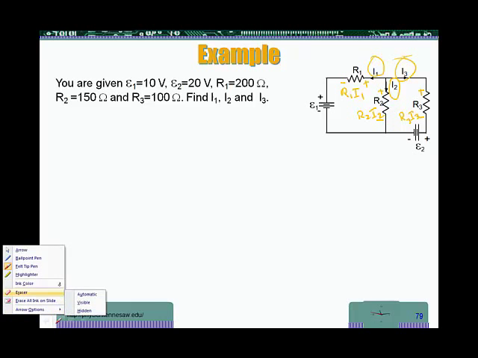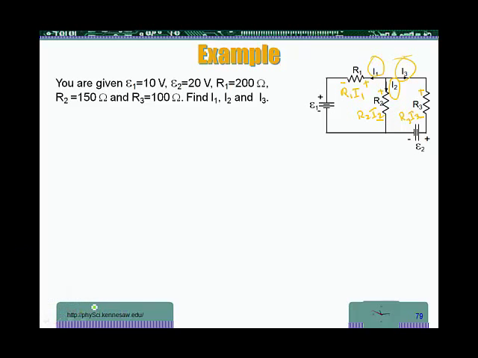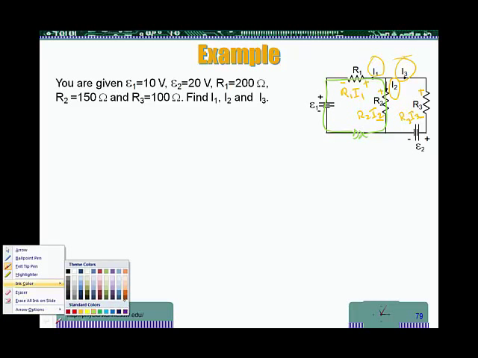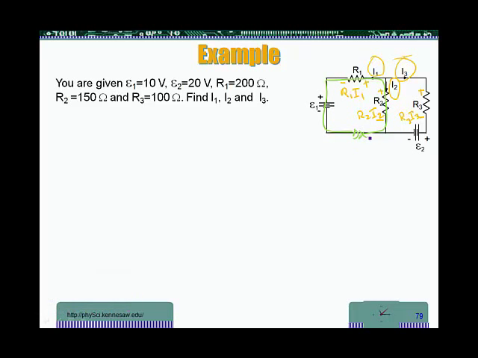Okay, I'm going to choose another color for the loops. Okay, let's go green. So if I start here, I'm going to go counterclockwise this time to come back here. So as I go around my loop, okay, let's choose the purple. So the first thing I meet is the minus of R2. So I go from minus to plus, so it's an increase in voltage, so it's plus R2I2.